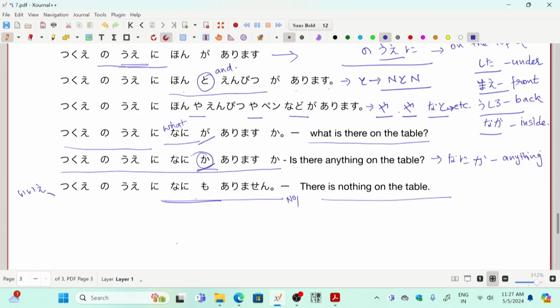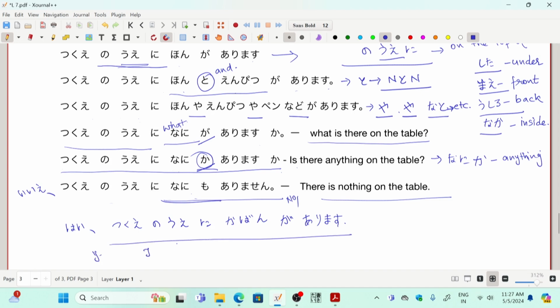In case there is, we can say hai, tsukue no ue ni kaban ga arimasu. It means yes, there is a bag on the table. Thank you.